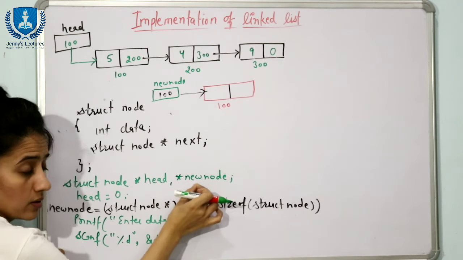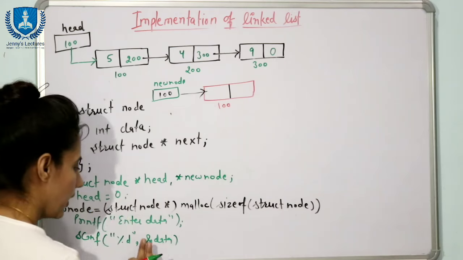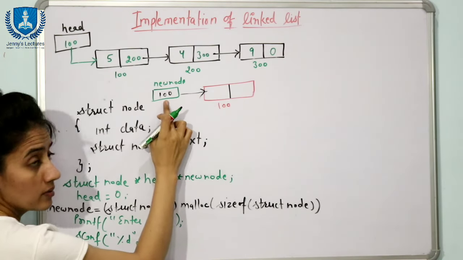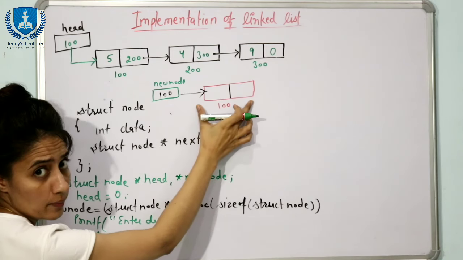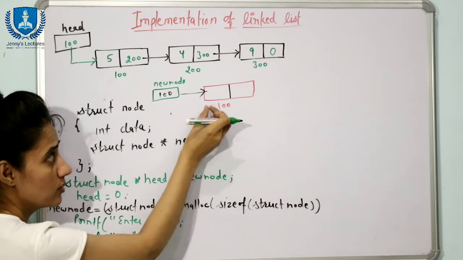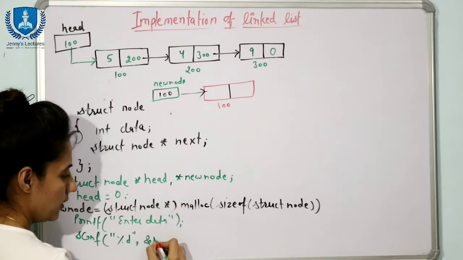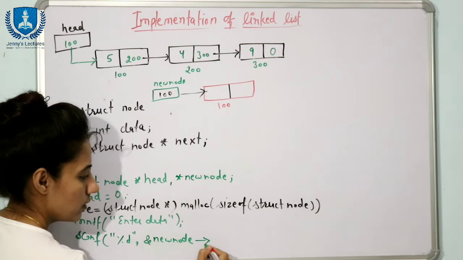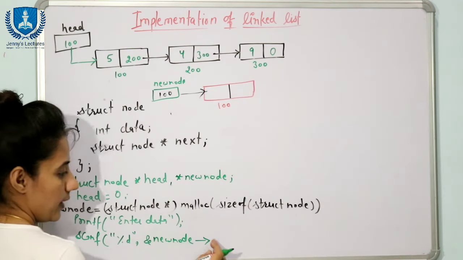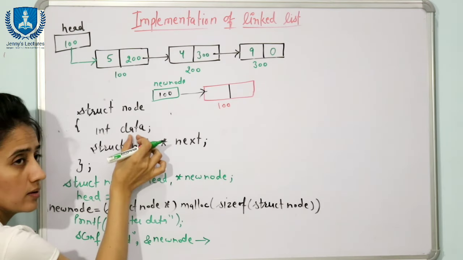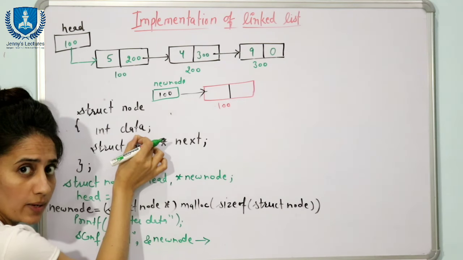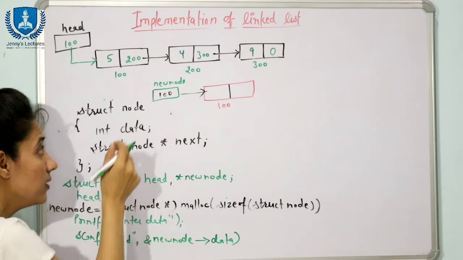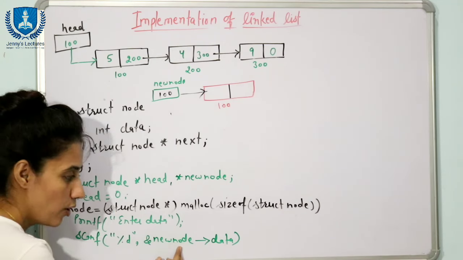Using this pointer. What is that syntax? Using this pointer variable we are going to access this node, because we have just the address of this node. So how will you write it? The pointer name, new node, then this arrow symbol, and now the name of that structure member, that is data. This is how you can access the members of a structure using a pointer.